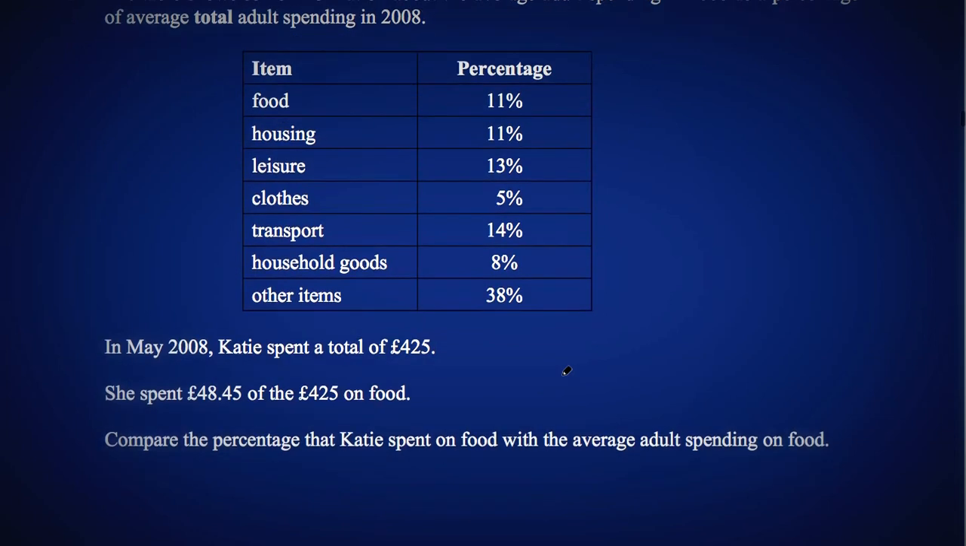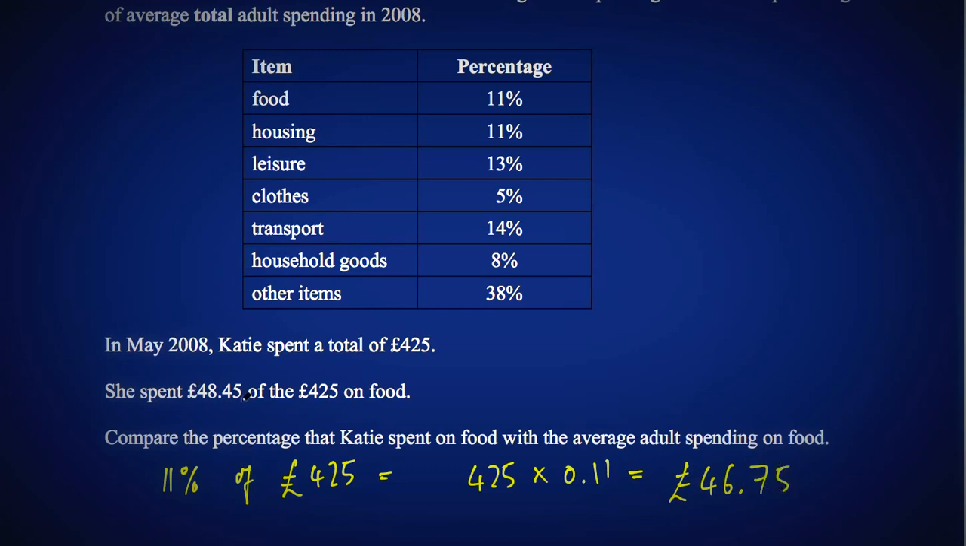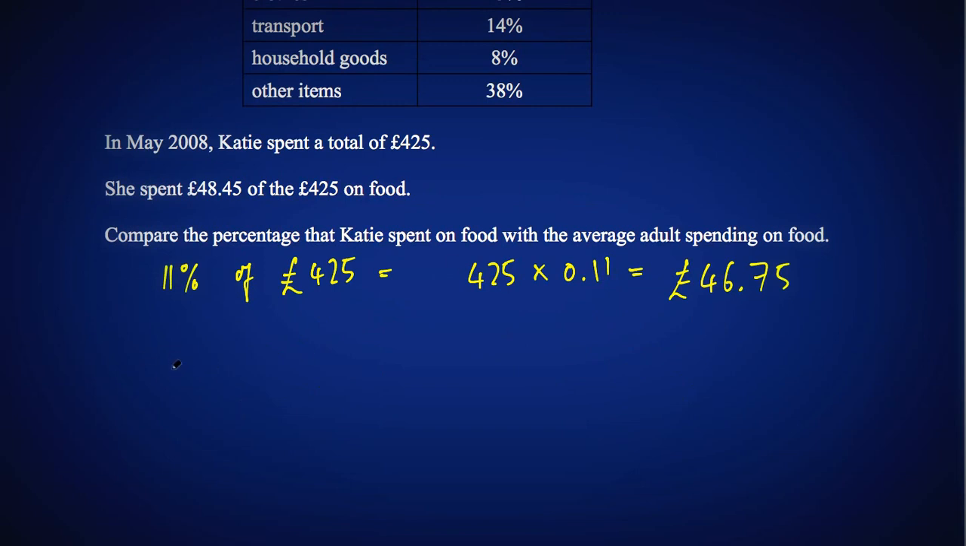I think the easiest way for me is to say that 11% of 425 equals, well, my calculation is 425 times 0.11 for 11%. So that is £46.75, which is less than the amount that Katie spends. So let's say that Katie spends more on food than the average adult.